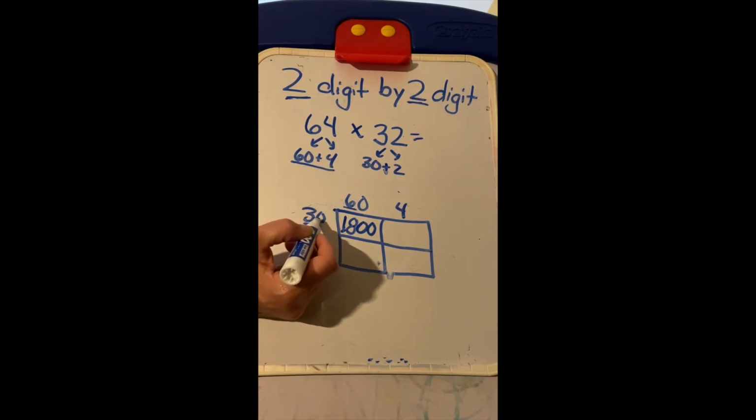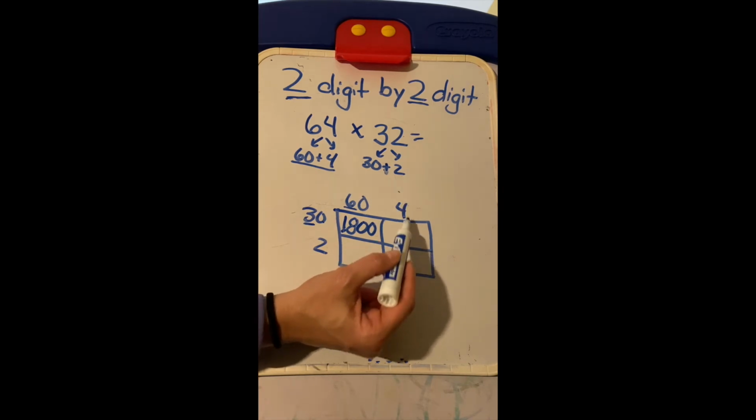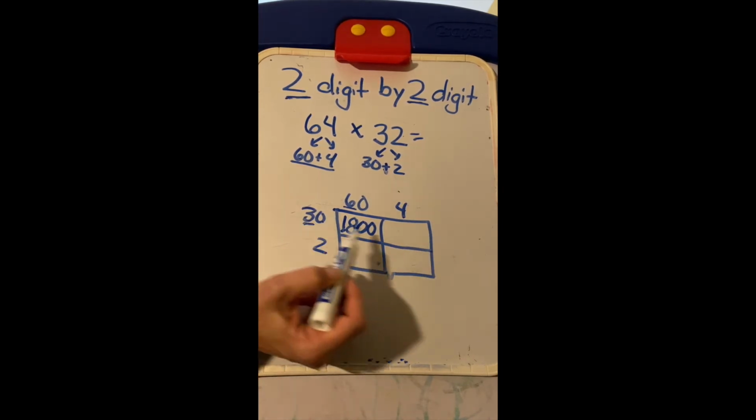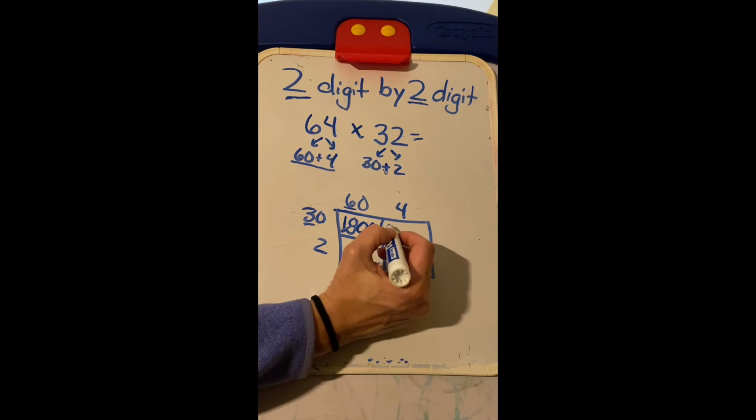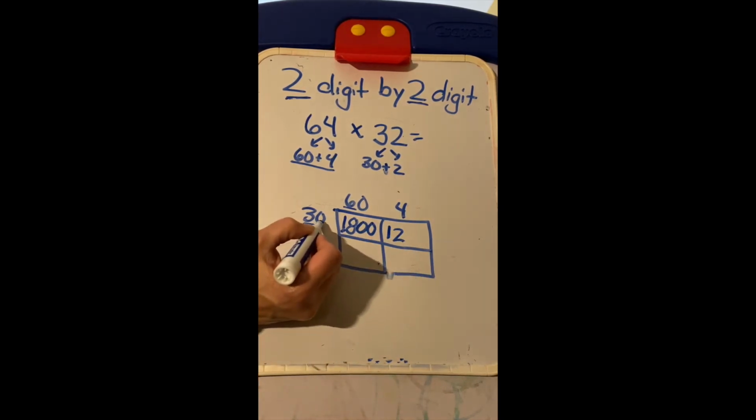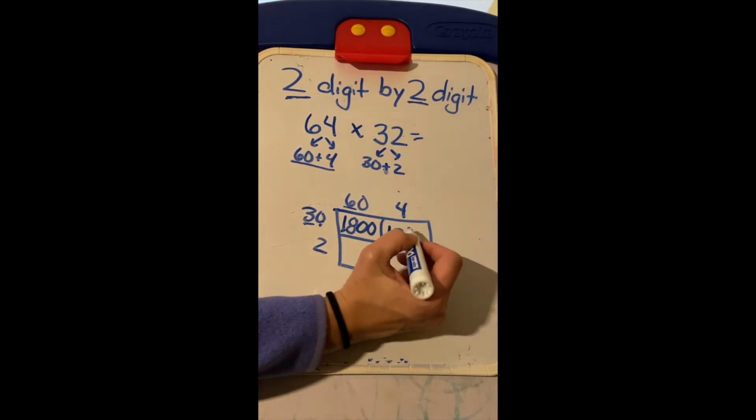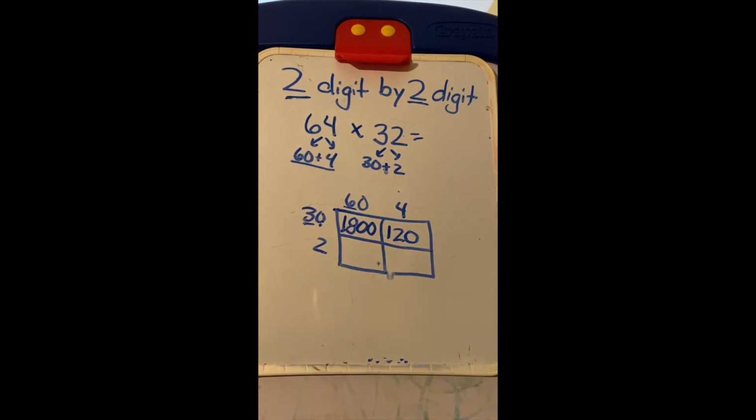Now I'm going to stick with 30, but now I'm going to multiply it by 4. So 3 times 4 is 12, and guess what? I didn't use this 0. I've got to put it back. So that 0 gets put back there. So 30 times 4 is 120, okay?